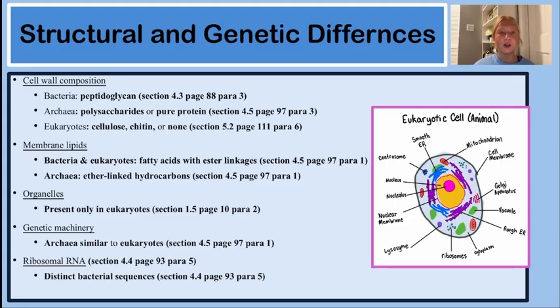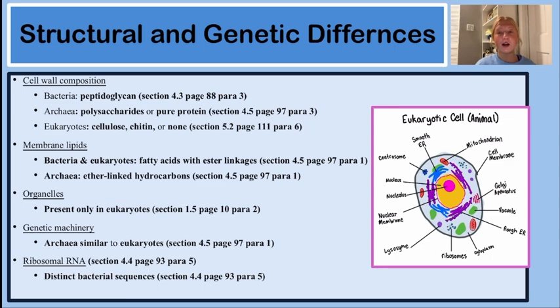So now I'm going to talk about the structural and genetic differences. One way bacteria, archaea, and eukaryotes differ is in their cell structure, and especially the cell wall. Bacterial cell walls contain peptidoglycan, which is unique to bacteria and a major target for antibiotics. Archaea do not have peptidoglycan. Instead, they use pseudopeptidoglycan and other types of polymers, which helps explain why many antibiotics don't affect them.